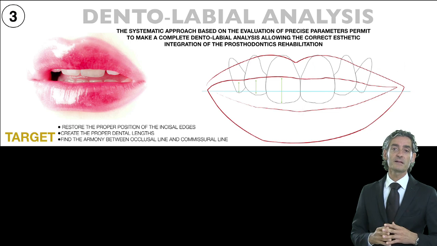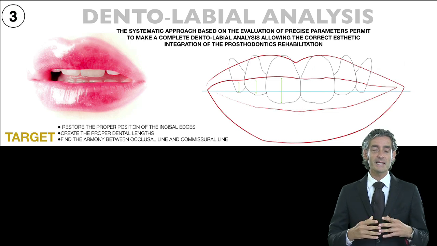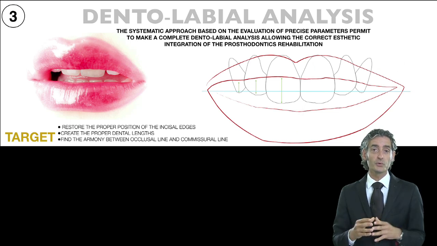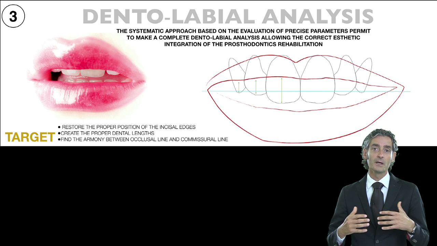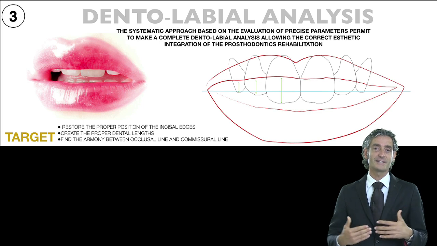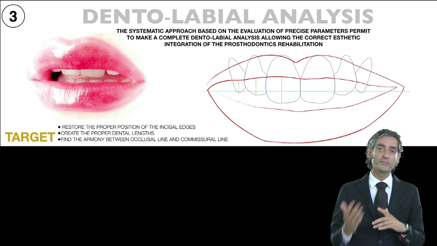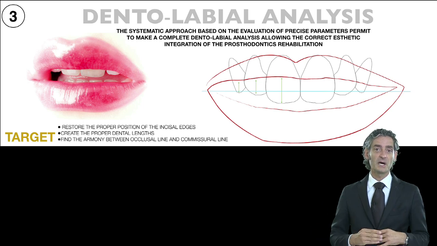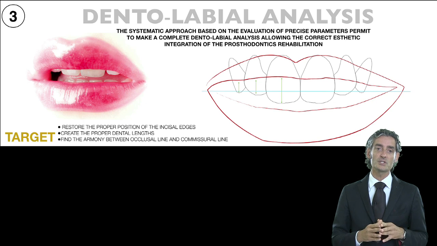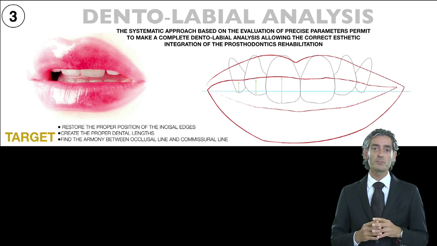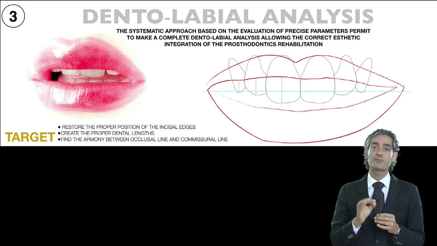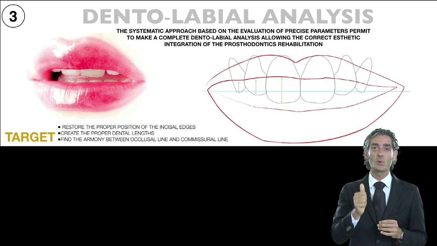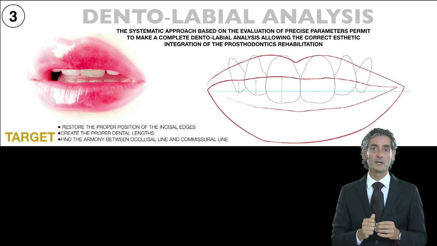When we go to the dentolabial analysis, it is really important, as I told you, to evaluate in the rest position how much of the central incisor the patient is displaying. We know that normally it's between 1 and 5 millimeters, in relation to the age and the gender of the patient. But in any case, in this evaluation, we have to create a proper position of the incisal edge. That for us is the first important step of our therapy.